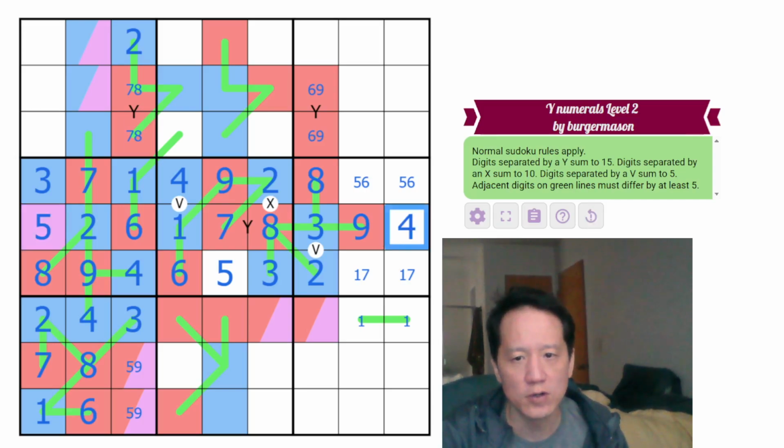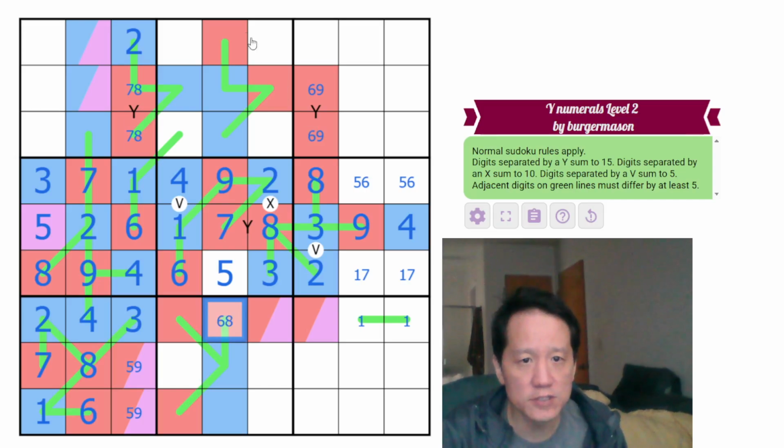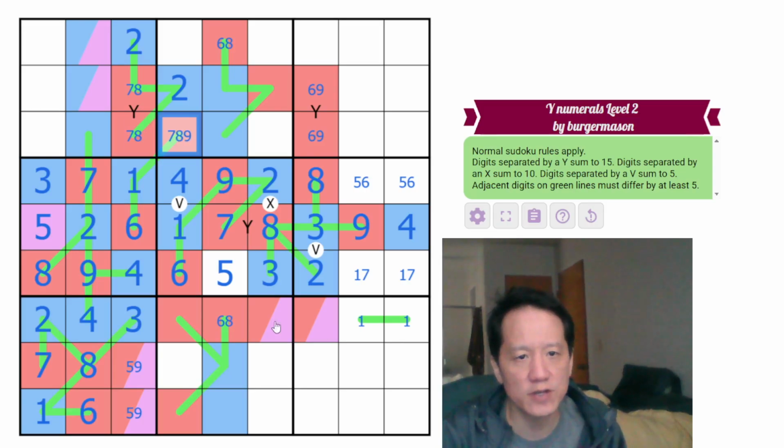This is 4. This is a low. Remaining digits here are 6 and 8. This is 6 and 8. What can be next to 7 and 8? It can only be 1 or 2. And this can't be 1 because of that 1. So this must be a 2. Remaining digits here are... this has to be a high. Cannot be 6, so it's 7, 8, or 9 here. This is 7, 8, or 9. This is 7, 8, or 9.